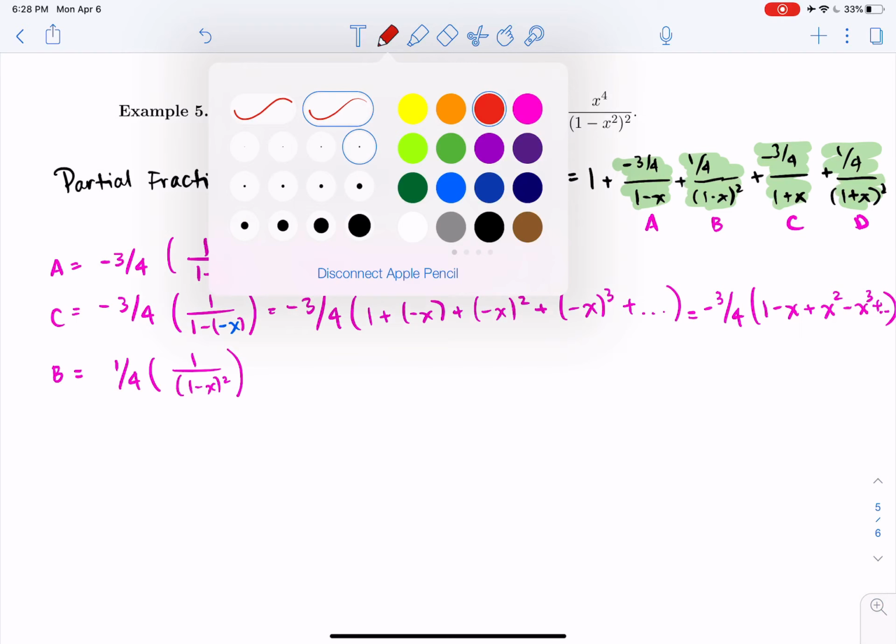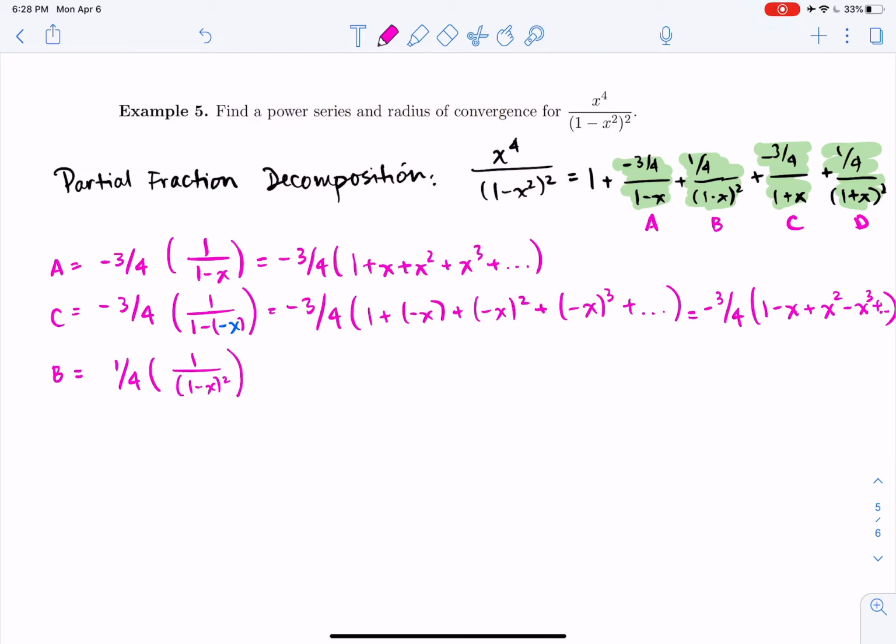Instead, here's what we will note. This is actually 1/4 times the derivative of 1 over 1 minus x. So go ahead and check. You can check that the derivative of 1 over 1 minus x simplifies to 1 over 1 minus x quantity squared. So as long as you believe that, you can check.